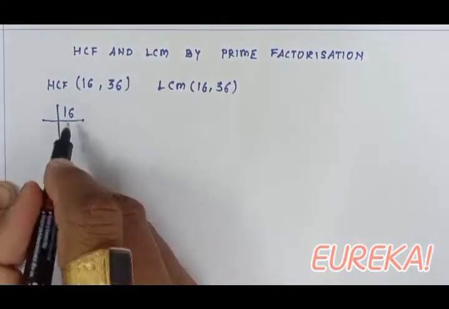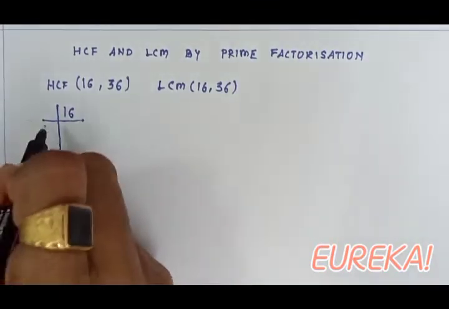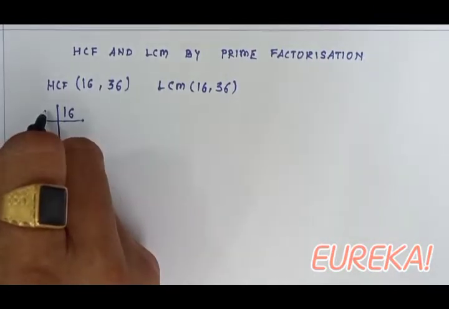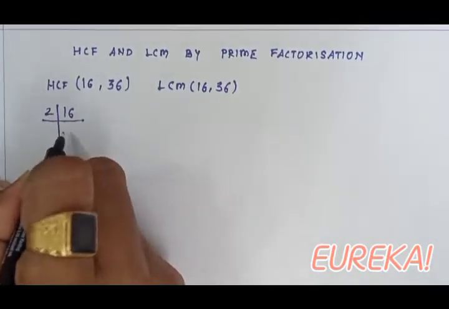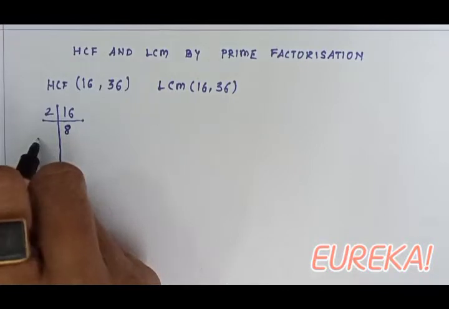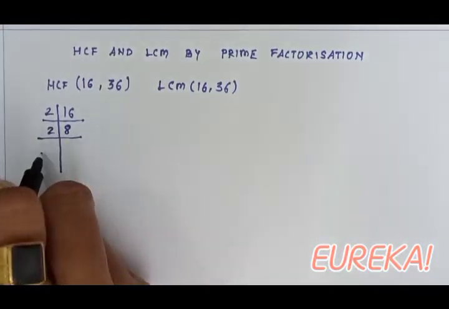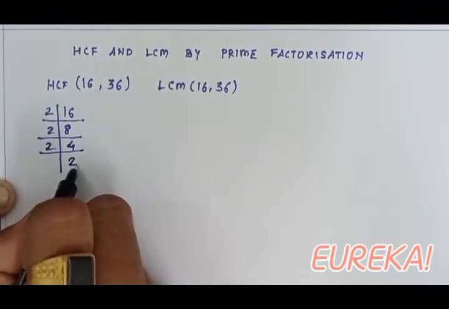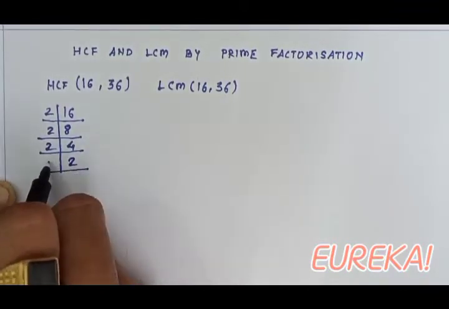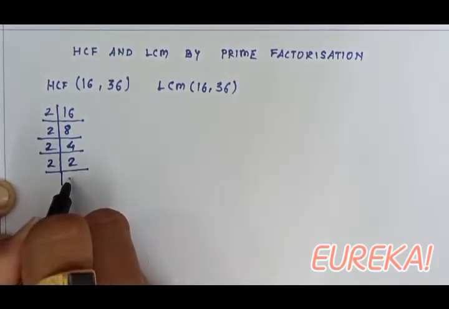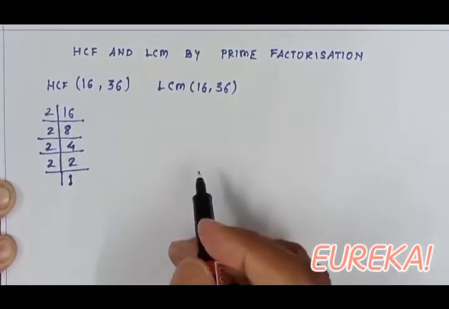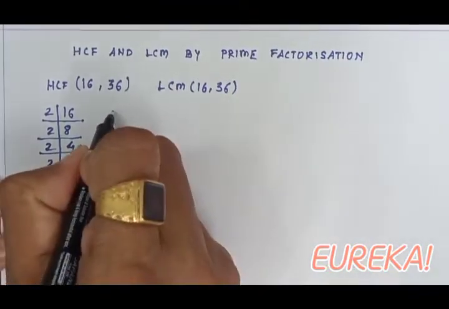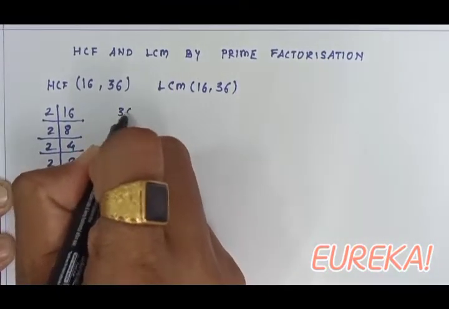16 is even, so we can divide it by the first prime number, that is 2. So we get 8, then again by 2 we get 4, then again by 2 we get 2, and again by 2 we get 1. So this is the prime factorization of 16. Same way we will find it for 36.